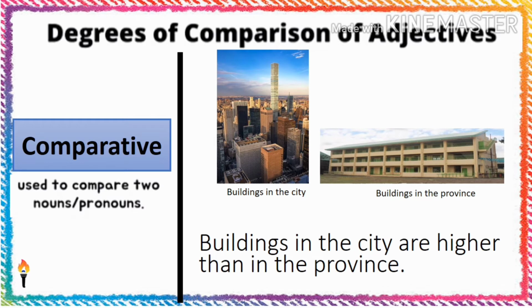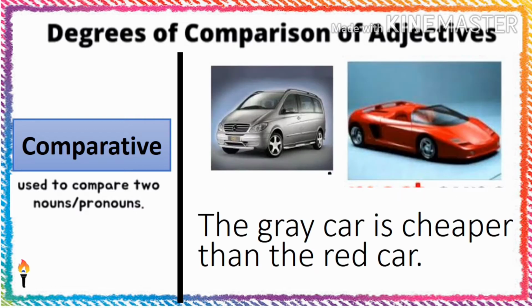Another example is buildings in the city and buildings in the province. Buildings in the city are higher than in the province. What are the nouns being compared? We have the buildings in the city and buildings in the province. What is the word used to compare them? We have the word higher. Higher is an adjective in the comparative degree because it compares the two nouns. Another example, the gray car is cheaper than the red car.